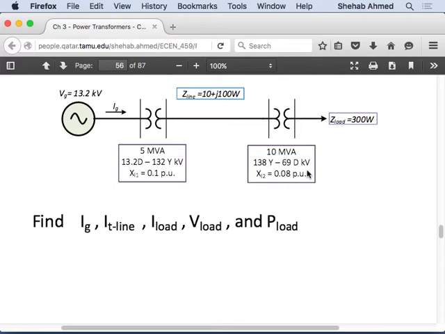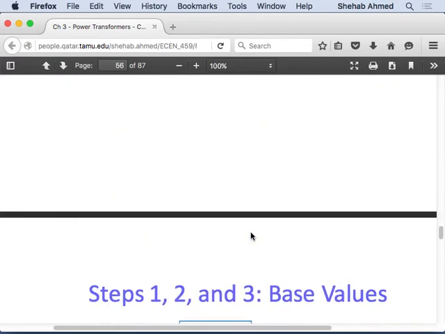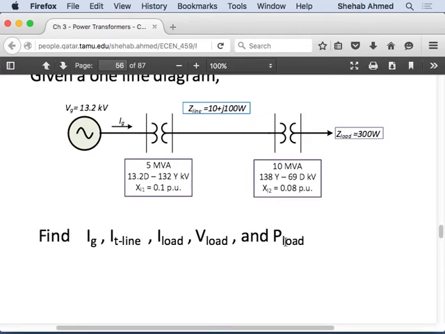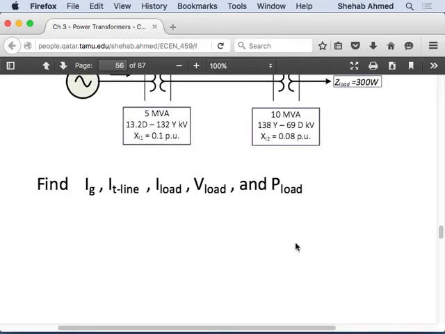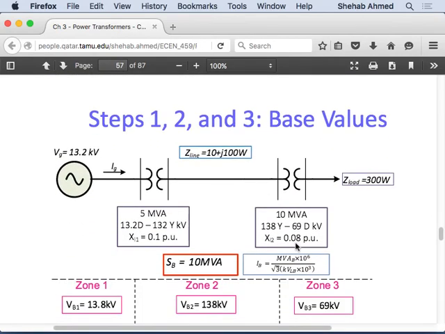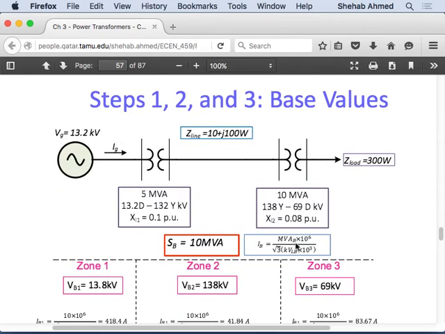It's the same process. And then they ask you to find the generator current, transmission line current, and load current in actual values, and then the power of the load as well. You will have to pay attention to the fact that in the per unit power, the threes cancel away.